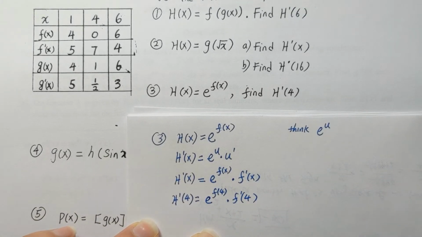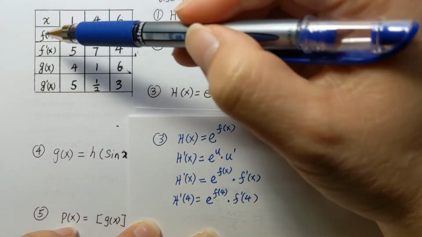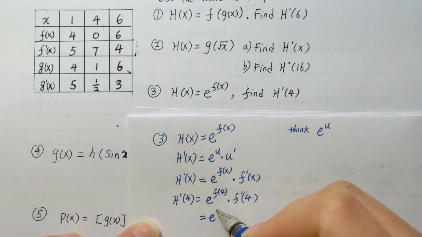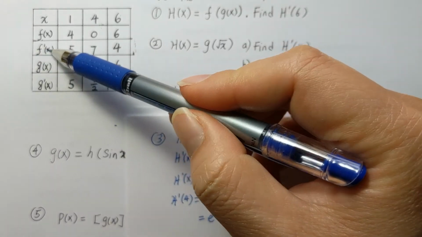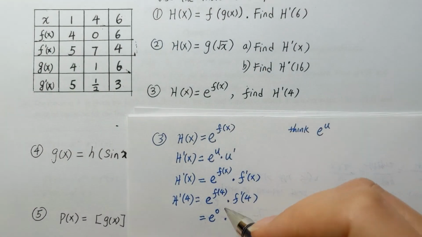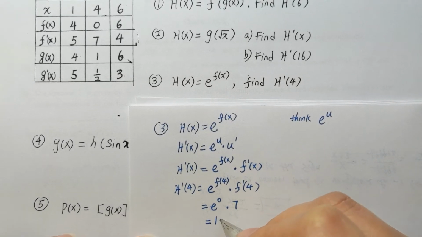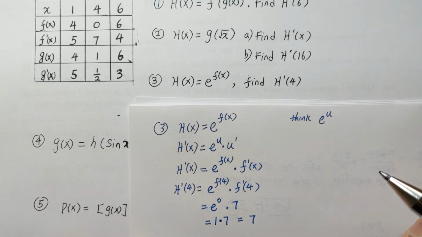So we have to use our table. F of 4, f equal to 4, you get 0. So it becomes e to the 0. F prime of 4, you go to 4, you get 7. So we got e to the 0, you got 1. 1 times 7 is 7. So we finished question number 3.